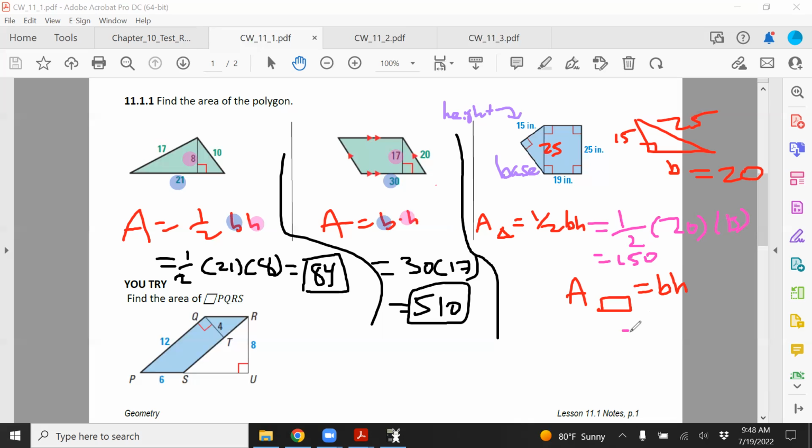And that's easy. That's just 19 times 25, which I think is 475, if I'm not mistaken. Don't do this in your head, please. I think it's 475. Thanks. So it's 625.